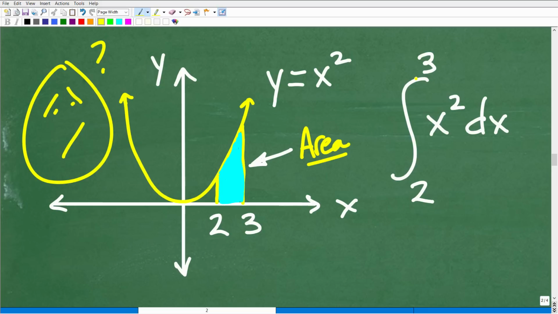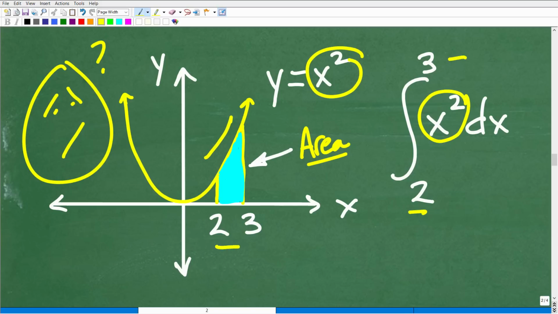So this little crazy figure right here is called an elongated S. It's really what we call an integration symbol in calculus, but basically it's saying, hey, let's find the area underneath this curve, x squared, from 2 to 3. So that's all this is saying here. Okay, so this is calculus, and again, let me describe this again. It's saying, hey, let's find the area underneath the curve x squared.